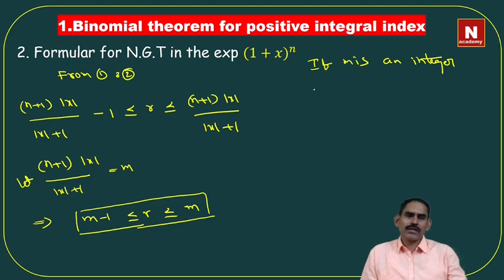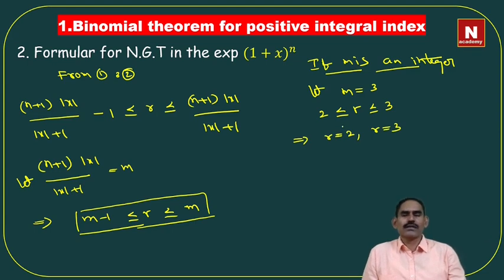r is important. For example, if m is an integer, let m equal 3. Substitute here in this equation: 3 minus 1, that is 2, less than or equal to r, less than or equal to 3. That means r is an integer, so r lies between 2 and 3, r equals 2 and r equals 3 also. There is no integer in between 2 and 3, but here r equals 2 and r equals 3. Therefore the values of r are 2 and 3.